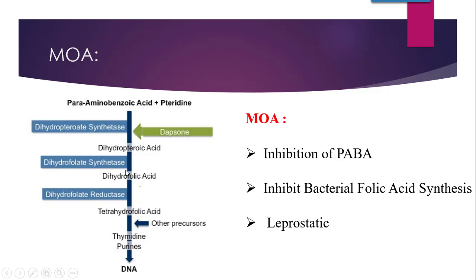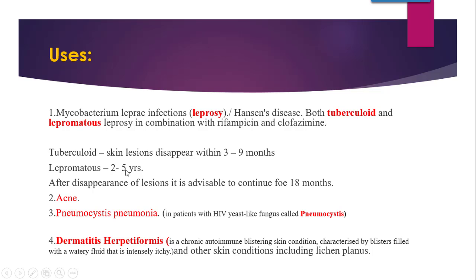first step itself. Then coming towards the uses, first use is Mycobacterium leprae infection. Treat the leprosy, as it is an anti-leprotic drug. It is basically used in the treatment of leprosy, that is Hansen's disease. It is used in treatment of both the forms of leprosy, say tuberculoid as well as lepromatous leprosy. So what are these forms, we will discuss in our next video.